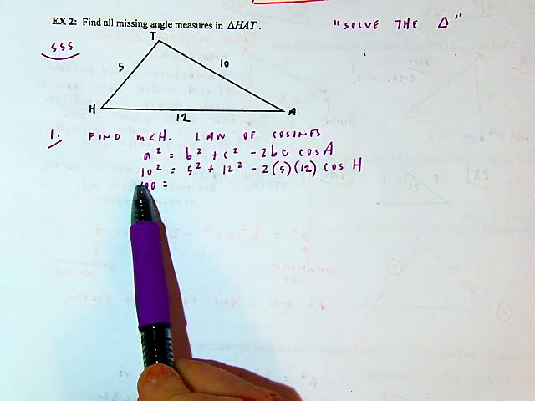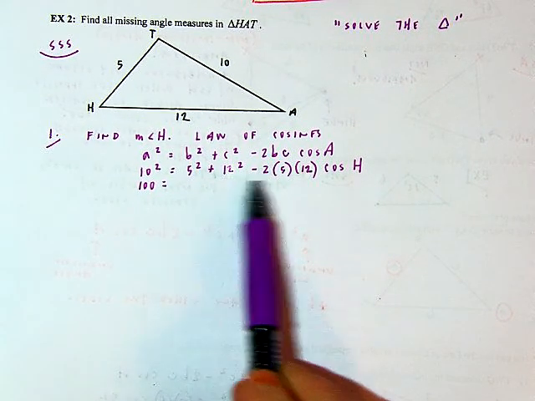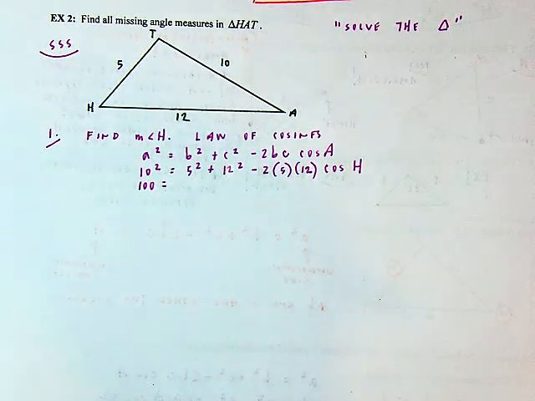So I have the 10 squared, that's opposite the h that I want. The other two sides were 5 and 12. All right, so good fix. So 25 plus 144 is 169.